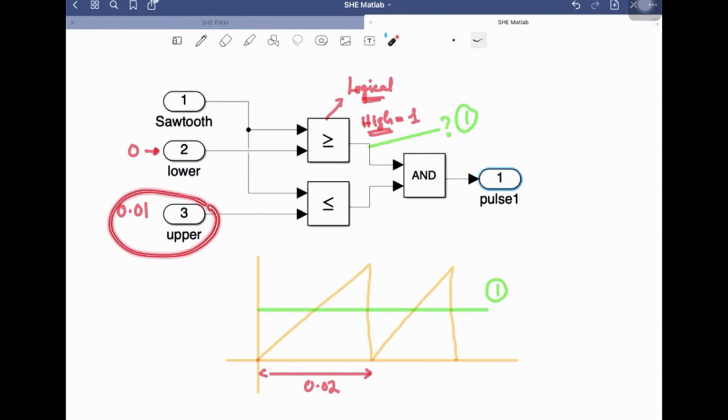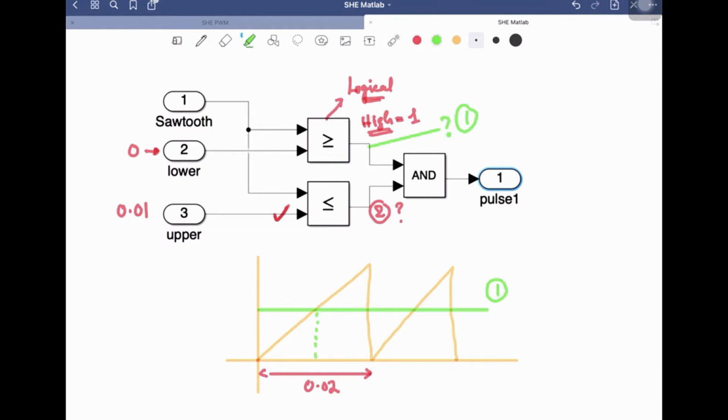So what will be the output over here at point 2? Let me mark it point 2. This output will be logic high if the value coming from the upper port is less than the sawtooth waveform. If that is the case, the output will be logic high, and if the condition is false, you will get output 0. Let's suppose that this value is 0.01. So what about the condition in this interval?